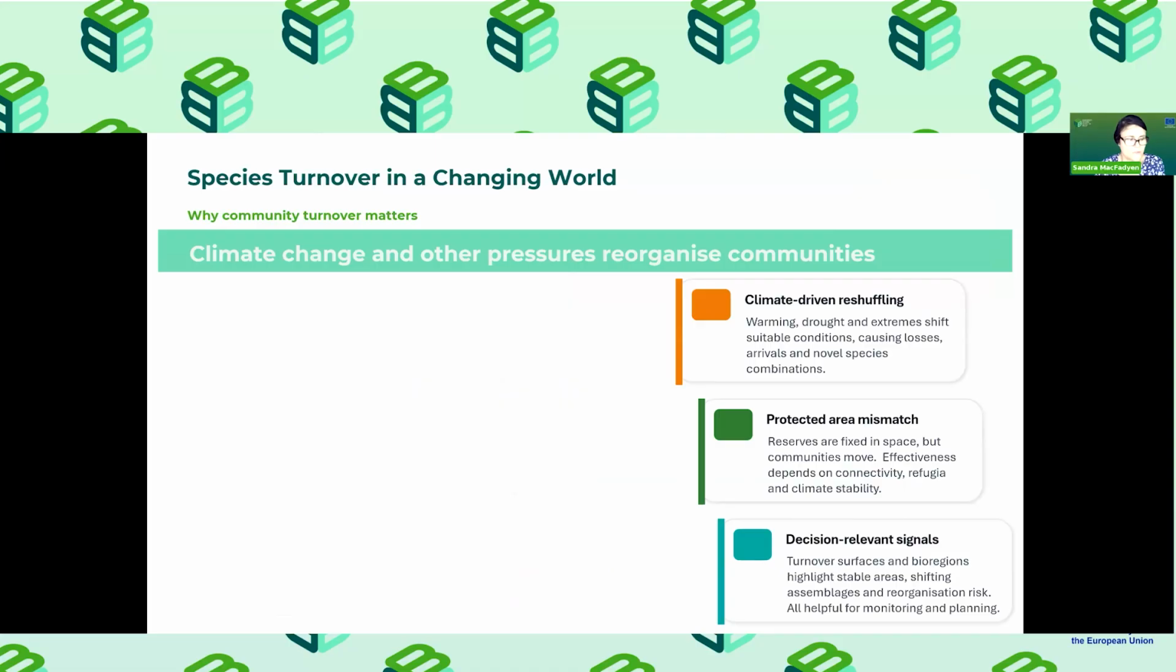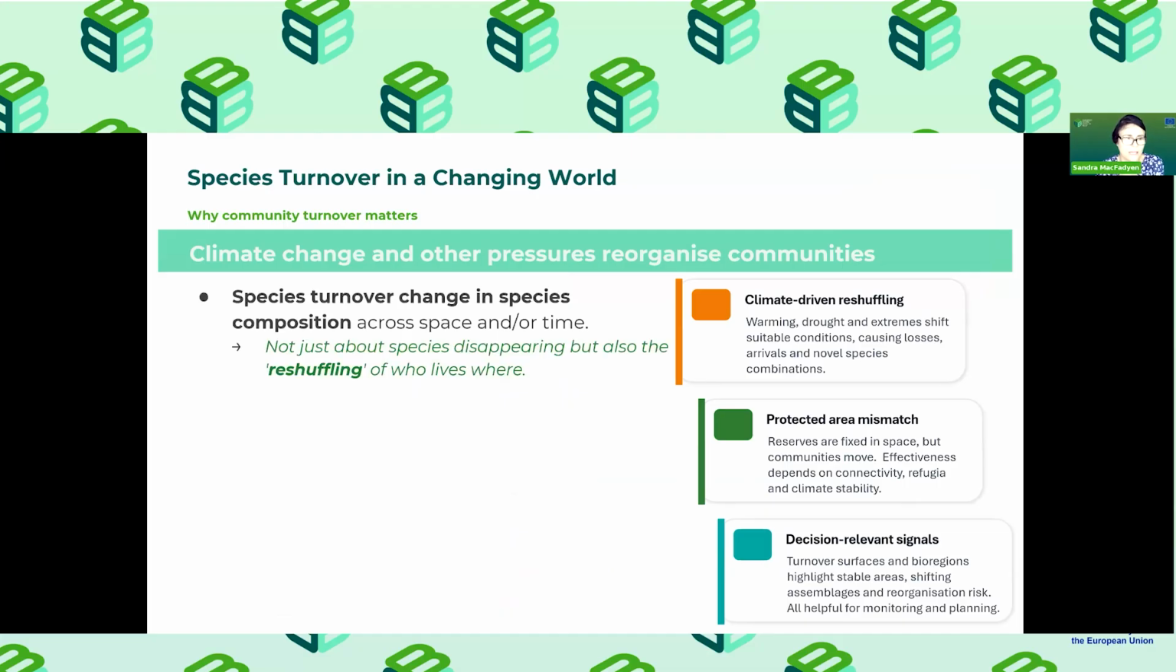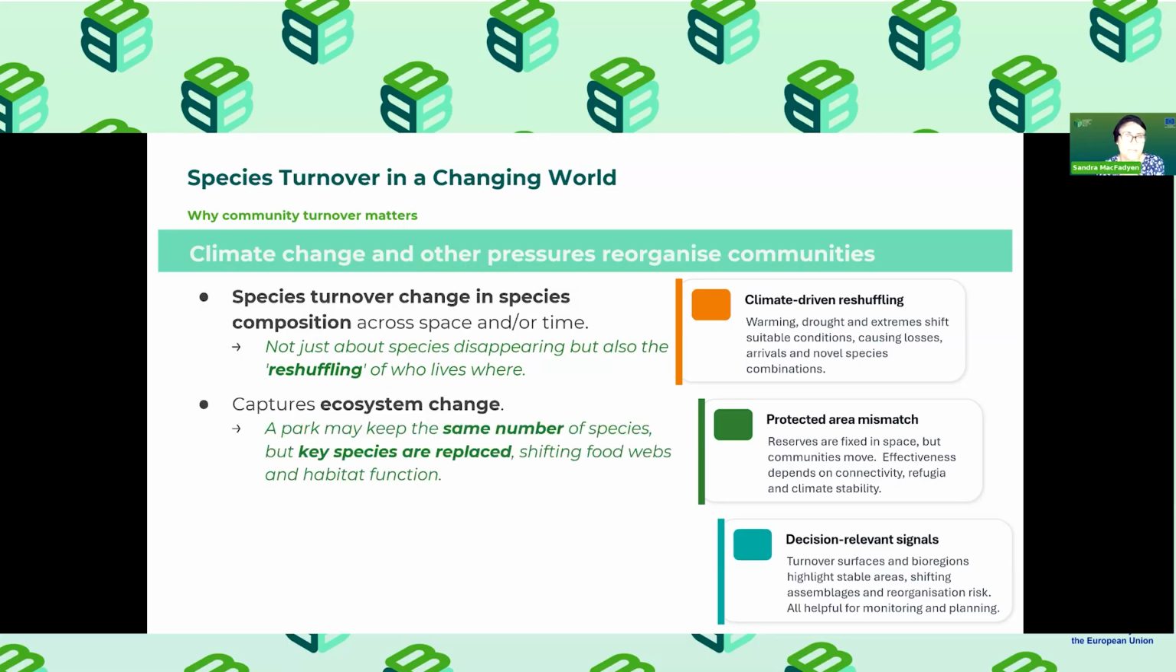To focus quickly on the understanding behind the development of this dissmapr package, we need to first understand what species turnover is. So I'm going to take you back to Ecology 101. Species turnover, or change, is a change in the species composition across space or time. It's not just about species disappearing, it's also about the reshuffling of who lives where, which as you can imagine means that there's something going on in the environment that's causing this to change. So it captures a deeper level of ecosystem change.